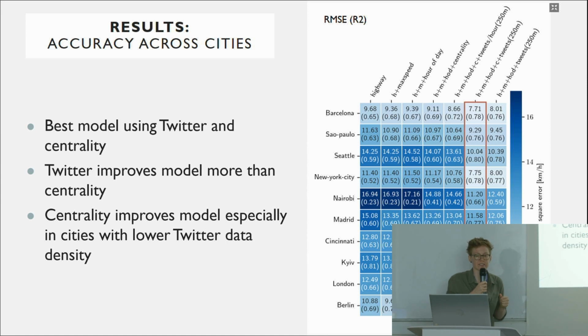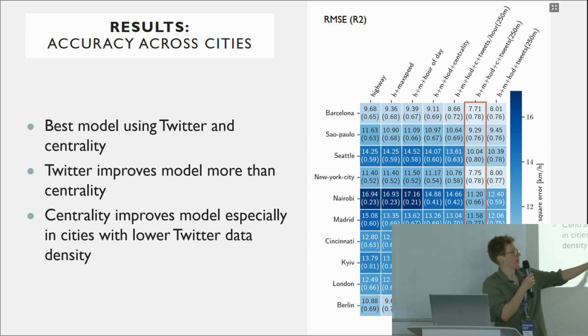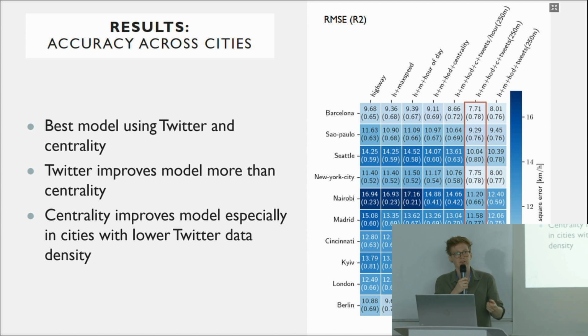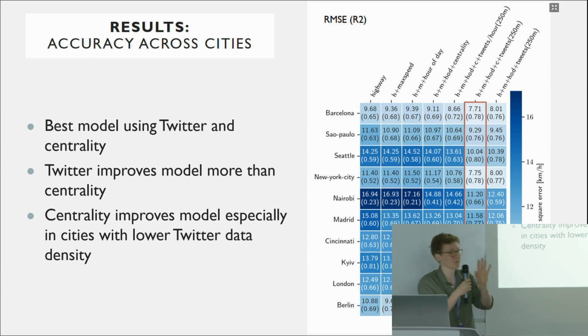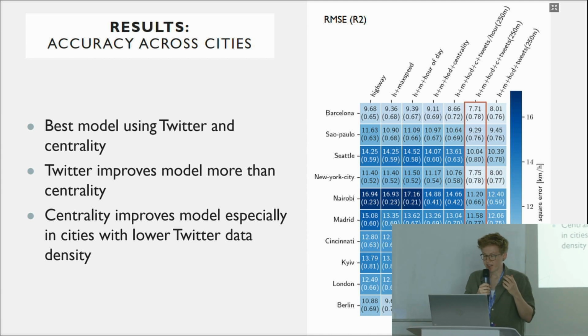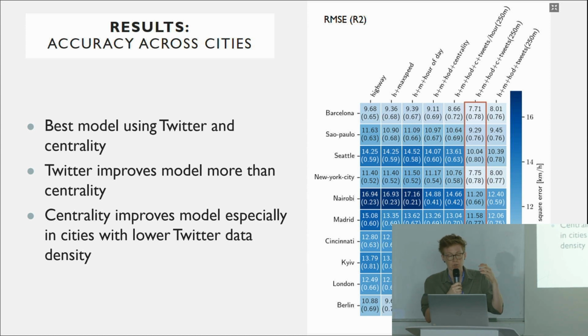So what we can see is, first of all, from left to right, the root mean square error decreases. So our model gets better the more indicators we add. And what we can also see is that Twitter data improves the model a lot more than the centrality indicator. I think you cannot read it, but you can also look it up in the paper. So the Twitter indicator is more important than the centrality indicator.